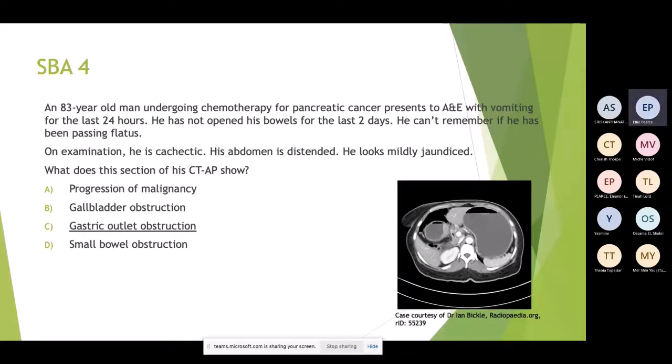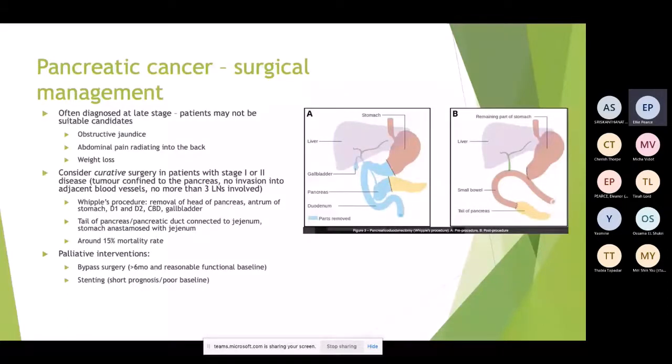Maybe it was a little bit mean, like, yes, this probably indicates progression of malignancy, but the actual thing that we're seeing on this slice of the scan is the gastric outlet obstruction. So pancreatic cancer, just talk briefly about surgical management and then other things that we can do as well.